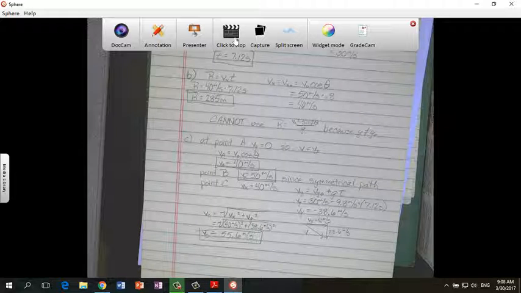So hopefully this lays things out for you and shows you an example. There's not a whole lot of just projectile motion, but they do pop up here and there for part of a question.